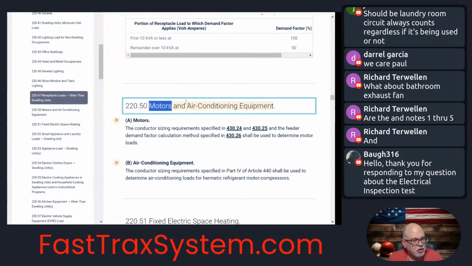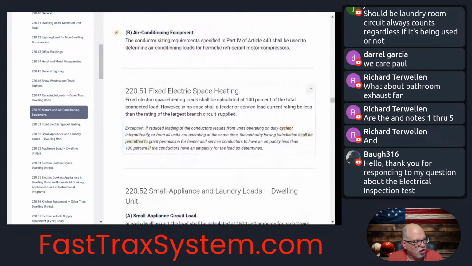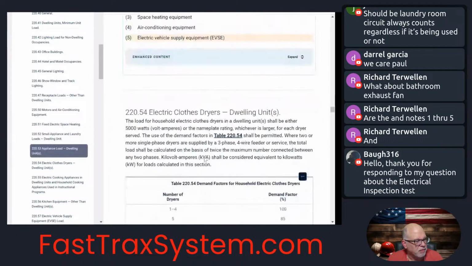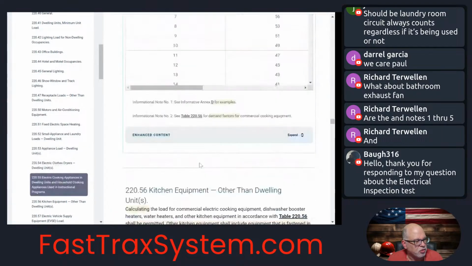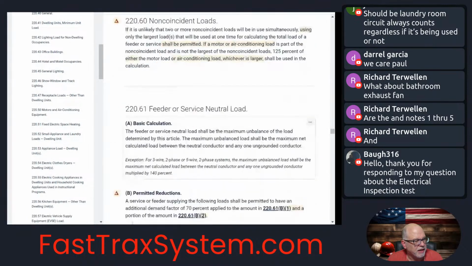220.50. And if we go to 430.24, if you're familiar with motors, like I told you, it says take the largest motor at 125%. We haven't done that, okay? We haven't done that anywhere. So as we scroll down here and get down to what we're doing in all of our calcs, we have to account for 220.50. We don't have that 25% yet, right? So we got to find it.